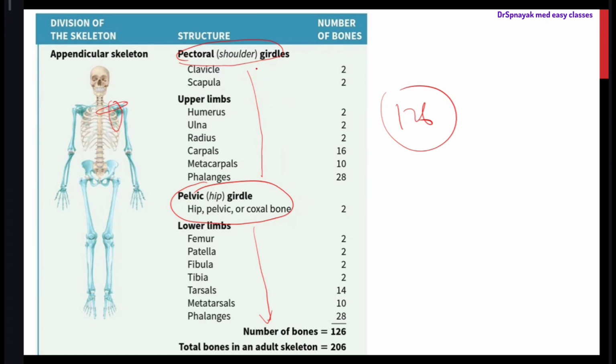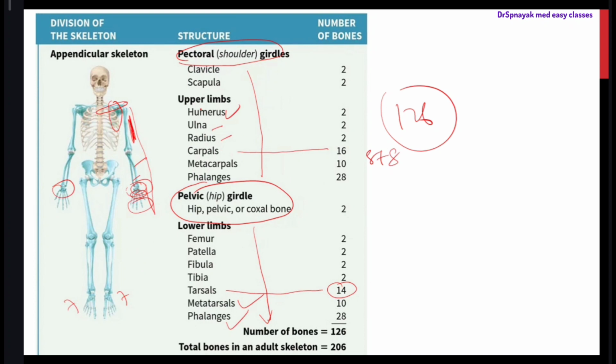The clavicle and scapula make up the pectoral girdle. In the upper limb bones, we have the humerus, the strongest bone of the upper limb. We have the radius, ulna, carpals, metacarpals, and phalanges. In yesterday's class I already told you that in the hands we have 8 plus 8 carpals. But in the feet we have tarsals, 7 plus 7, so 14 tarsals, and the metatarsals and phalanges are the same. We will discuss all these bones, their morphology and their importance.